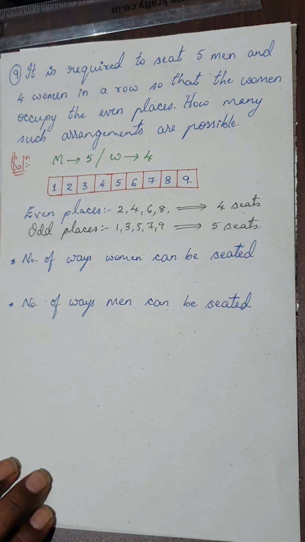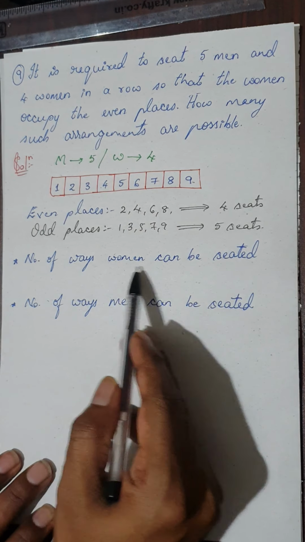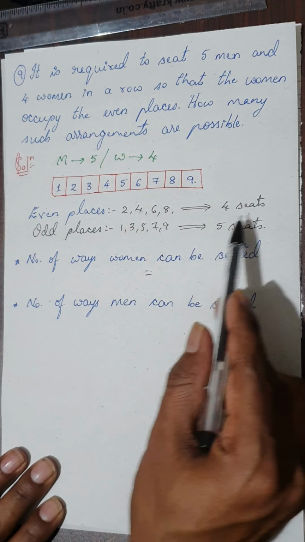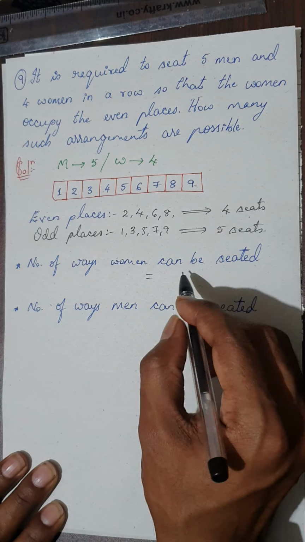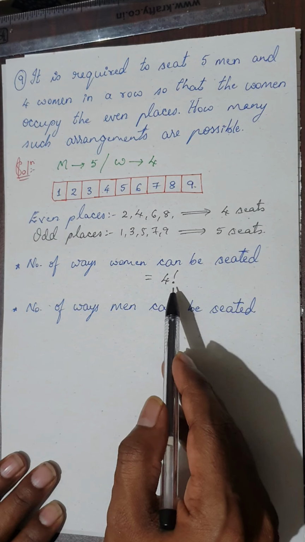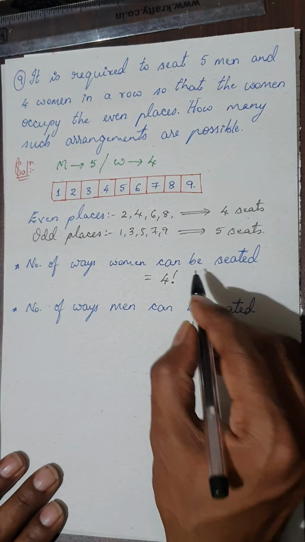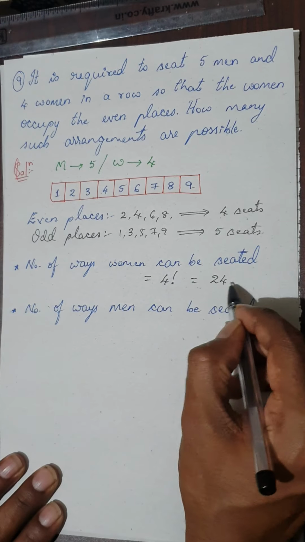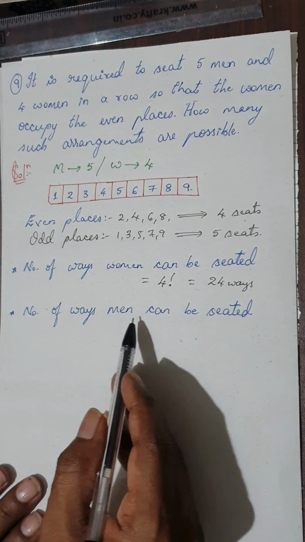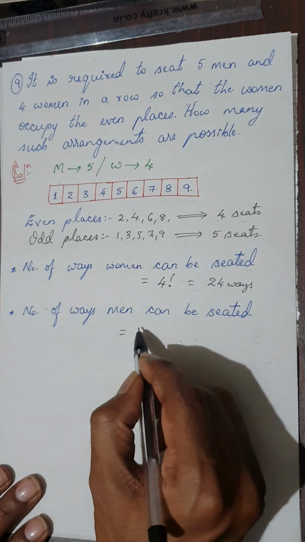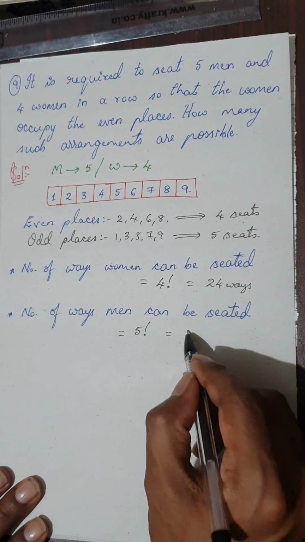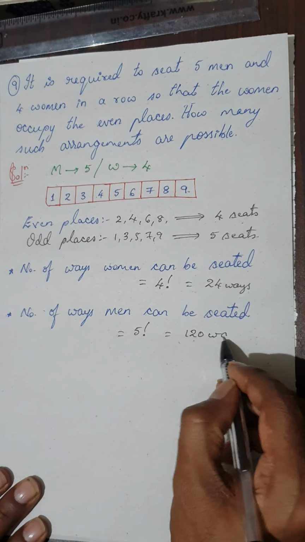Therefore, the number of ways women can be seated: 4 women are there and 4 seats are there, so they can be arranged in 4 factorial ways, and we know 4 factorial is 24 ways. In a similar way, the number of ways men can be seated: there are 5 men and 5 seats, so they can be arranged in 5 factorial ways. 5 factorial is 120 ways.